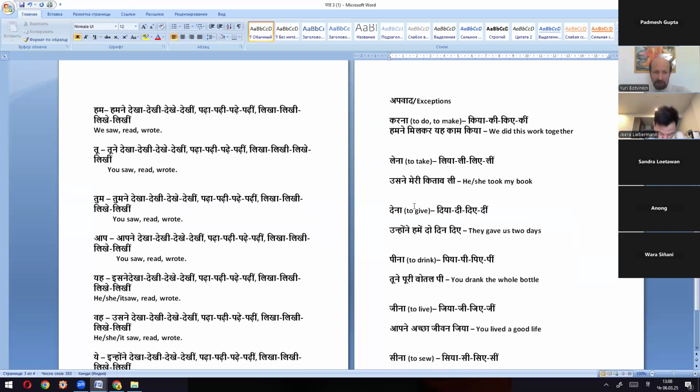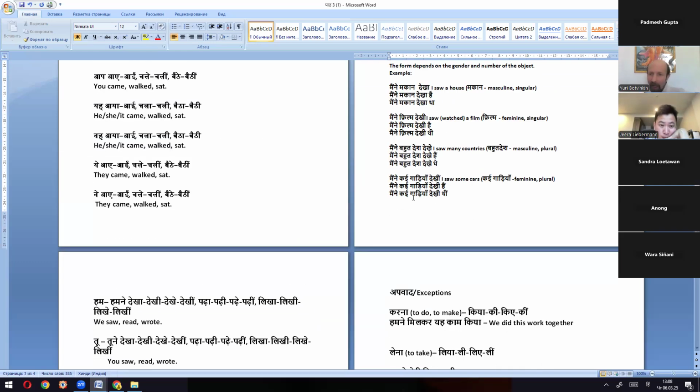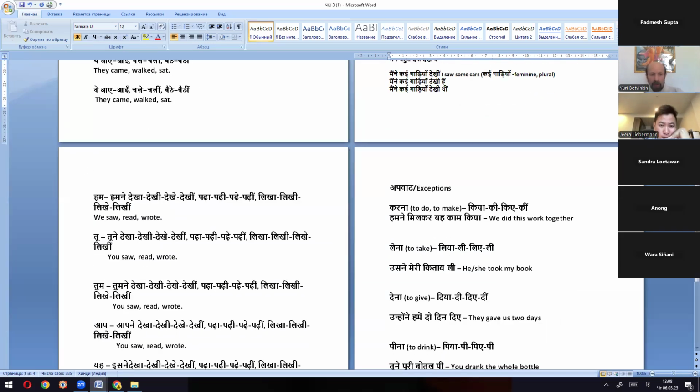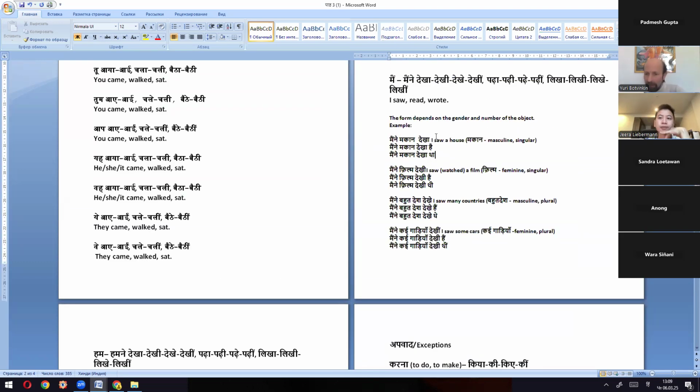So let's make the same thing with, I gave here example for मैं, and here we can try to make sentences like हमने देखा. So the same, हमने मकान देखा, हमने मकान देखा है, हमने मकान देखा था. No matter if the speaker is one or they are many, the verbs will always depend on the object.